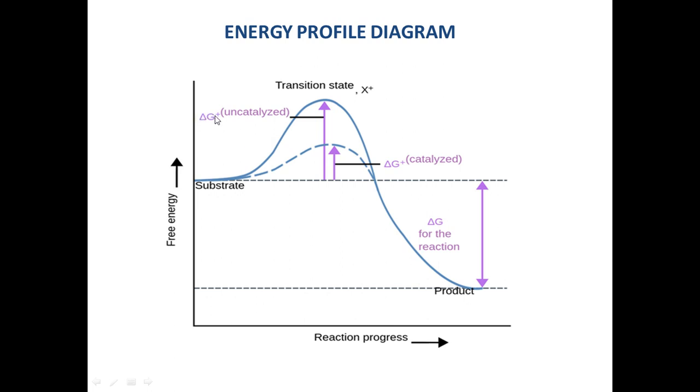The delta G double dagger is what we call the activation energy of the reaction. Then delta G is the free energy of the reaction. Now, for every reaction, for this substrate to be converted to the product, it must attain some amount of energy for the bonds to be broken so that we can form new bonds in order to get the product. For every reaction, a substrate will attain some amount of energy and increase in energy content gradually.